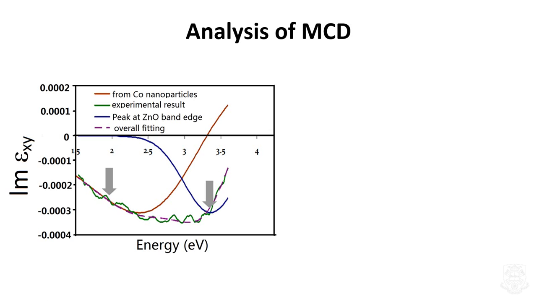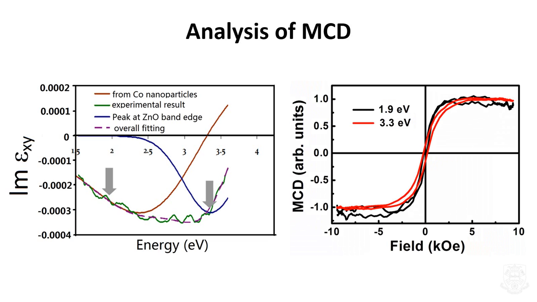So we did hysteresis loops using MCD at those two energies and find we get the same coercive field. And this indicates that not only we have two types of magnetism, but that they are exchange coupled and move together under the influence of an external field.